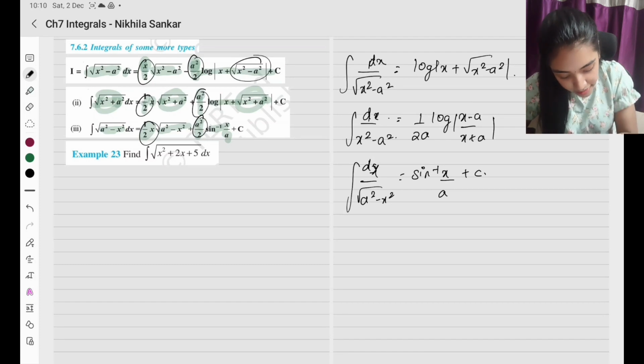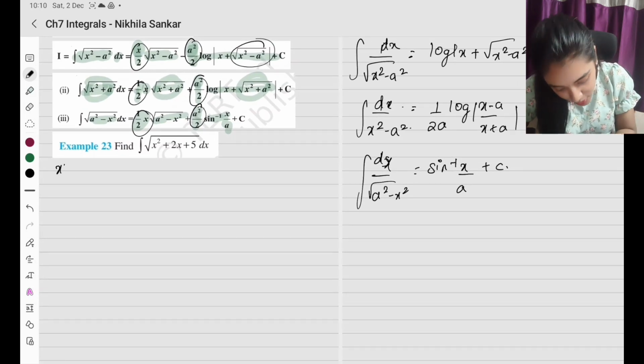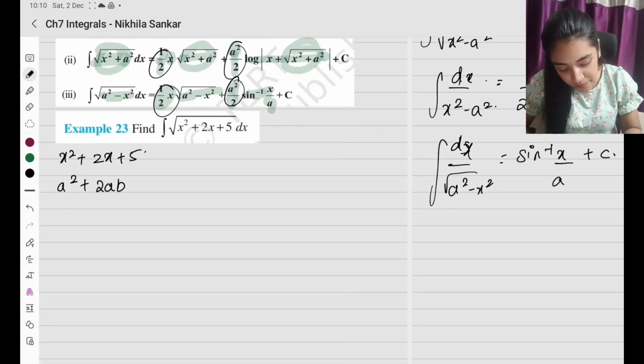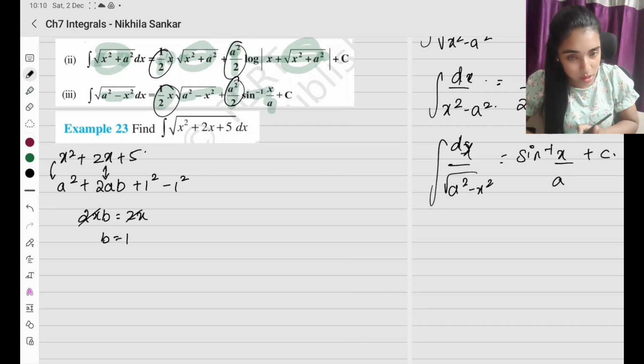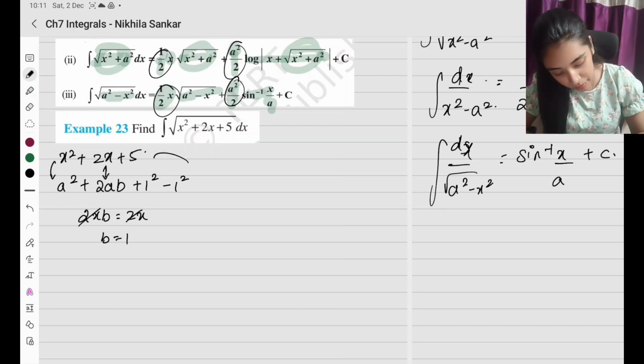So what is inside? I basically have x square plus 2x plus 5. I need it in the form a square plus 2ab plus b square, where I don't know what b is. From this I know that a equals x. So when I equate these two, I have 2 times x times b equals 2x. So b is basically 1. So I have plus 1 square minus 1 square. I need b square, so I'm adding 1 square and subtracting 1 square. Remember you already have a plus 5, we must not forget that. So how does your equation look from these two?